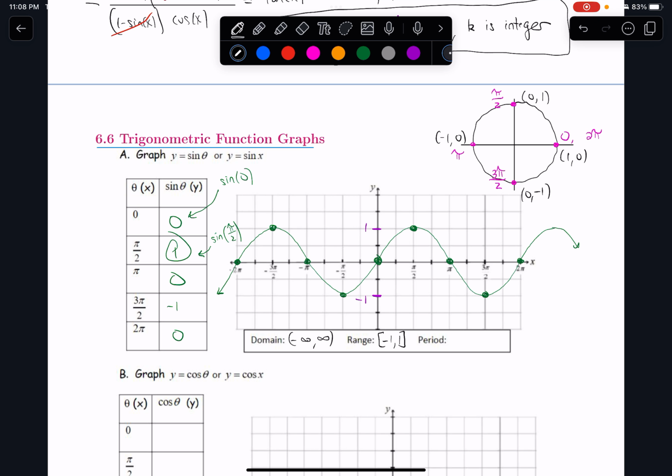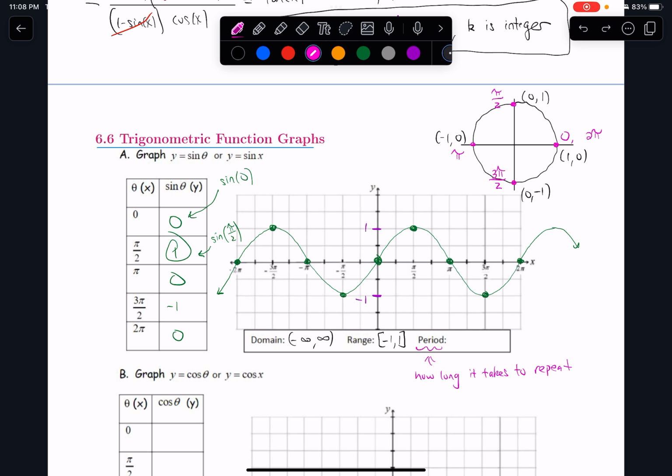And now I'm going to introduce a new term, which you likely would have seen at some point in precalculus before, if you've taken precalculus before. Period. Period is how long the graph takes to repeat. So how far do you have to travel in the x direction before it starts to repeat the same shape?